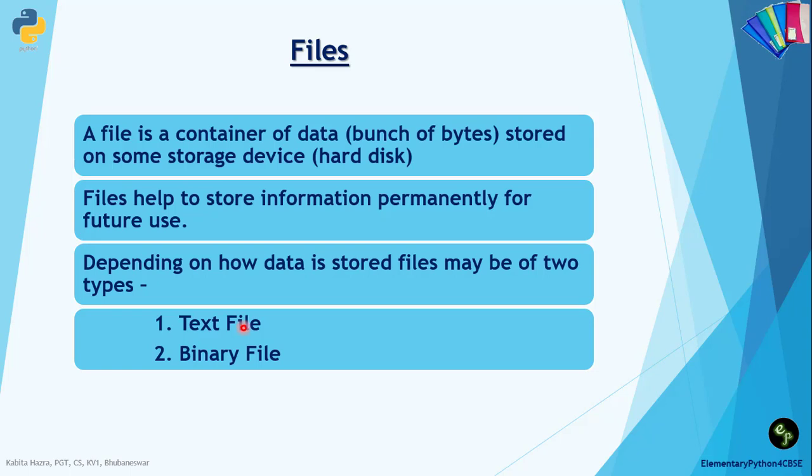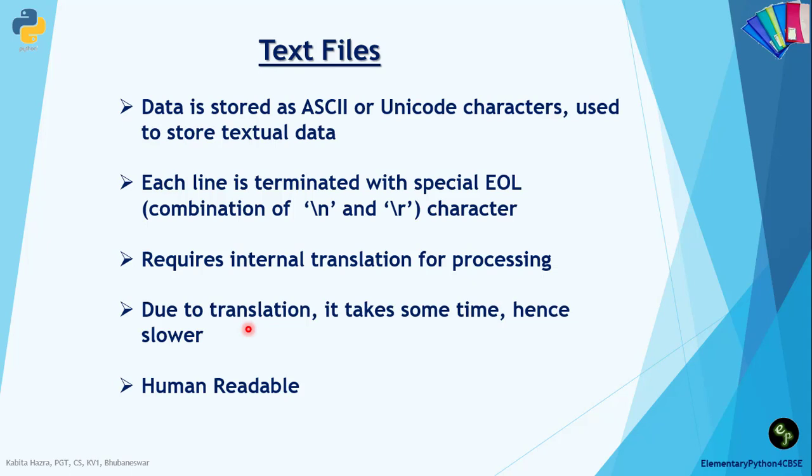Now, depending upon how the data is stored, whether it is readable or not, files can be divided mainly into two categories: text file and binary file. So let us discuss text file. A text file stores data in the form of ASCII or Unicode characters. That is, it is used for storing textual data. Here, each line is terminated with a special end of line character. That means there is a special translation of the end of line character, which is a combination of the new line character and the carriage return, represented by \n and \r as escape sequences.